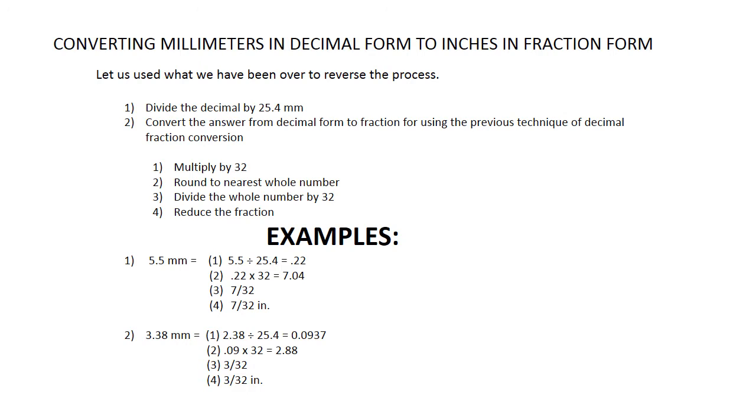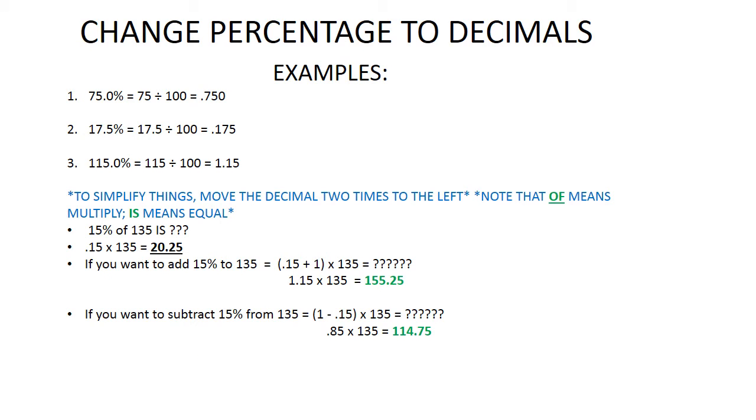Changing percentages to decimals. It's pretty simple. 75% equals 75 divided by 100, which equals 0.750. Or it's probably easier to do if you just take 75 and move the decimal 2 times to the left. Also, if you had 115, move it 2 times to the left, which would be 1.15.